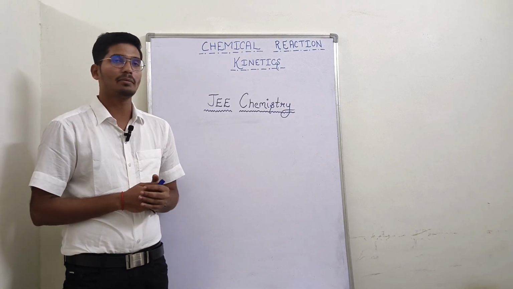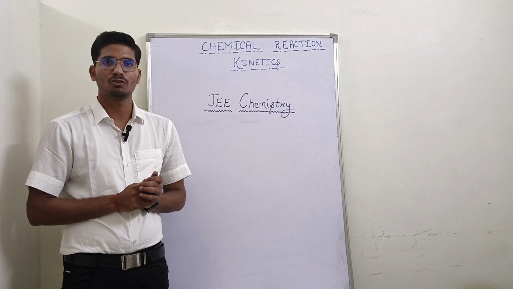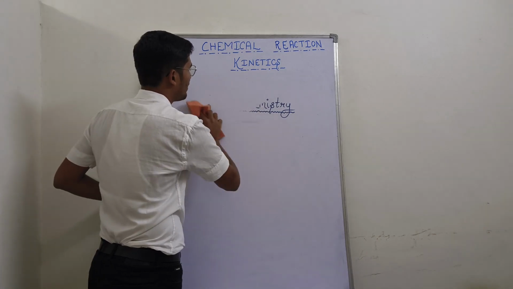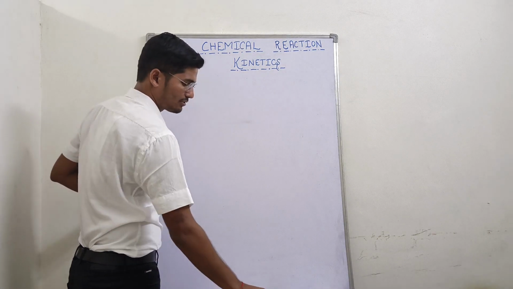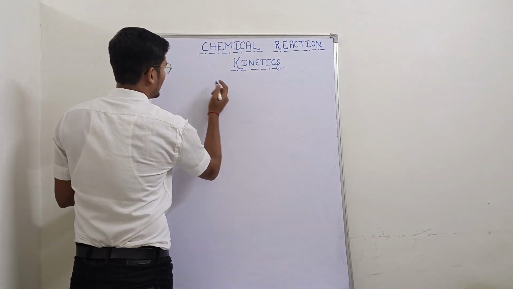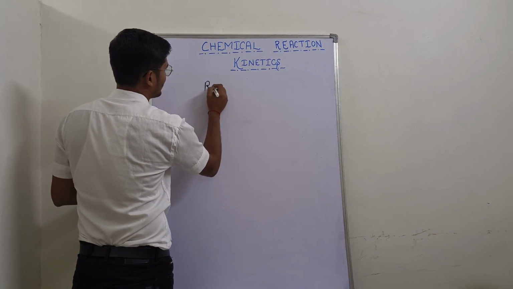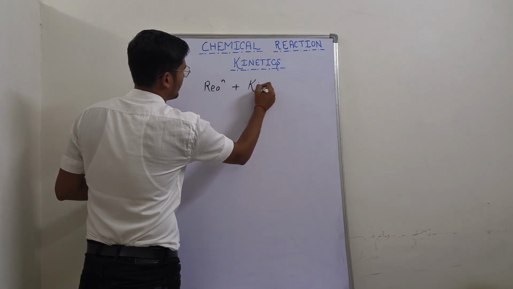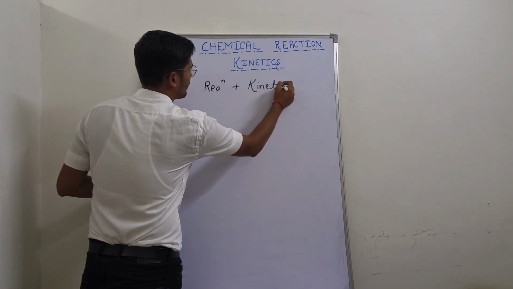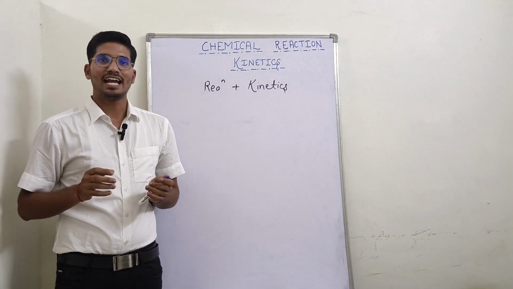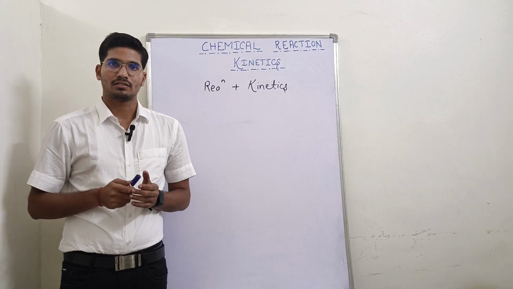And the chapter is Chemical Reaction Kinetics, which is chapter 4 of class 12 NCERT. Before going deep into the chapter, let us first learn about the terms the chapter name says. The terms are reaction kinetics: the reaction plus kinetics. So what is reaction? Reaction is a process where a substance, that is reactant, converts to product.